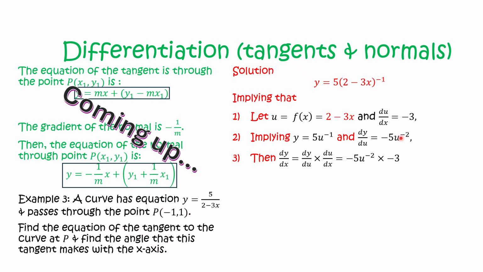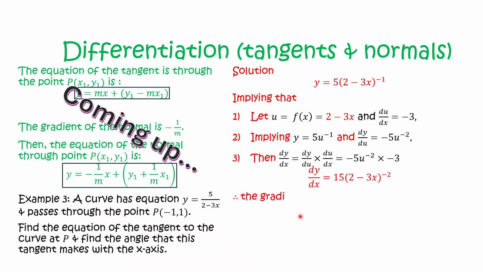Doing so, we are going to find minus 5 u to the power minus 2 times minus 3. We move on to substitute for the u which we obtained in step 1 so that we get 15 times (2 minus 3x) to the power minus 2.